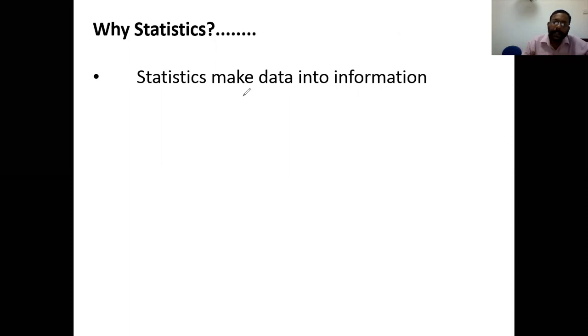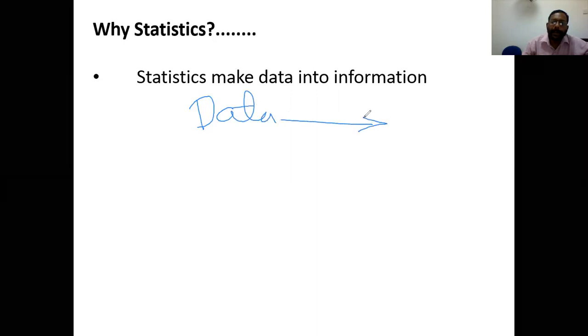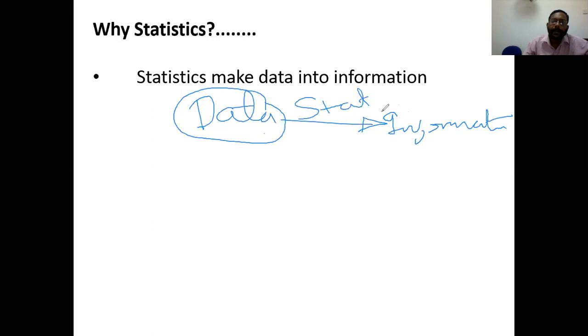So in another form, if data can be converted, because this is raw data, no information. So data can be converted into information, right? For converting this data into information, we need statistics, right? So that is important. To convert data into information, statistics is involved.